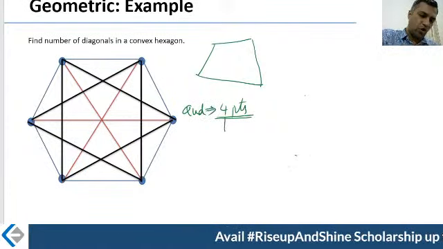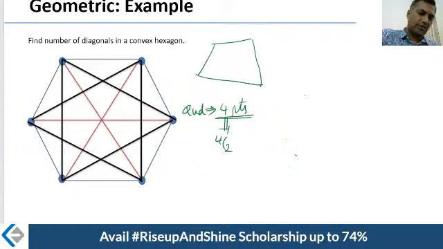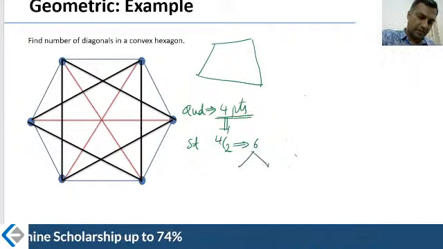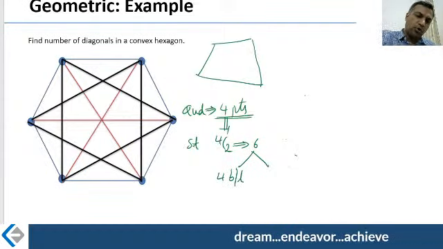If there are 4 points, how many straight lines? 4C2 straight lines. What is 4C2? 6. Now, out of these 6, 4 are boundary lines. That's the quadrilateral. So what about the remaining 2 then?